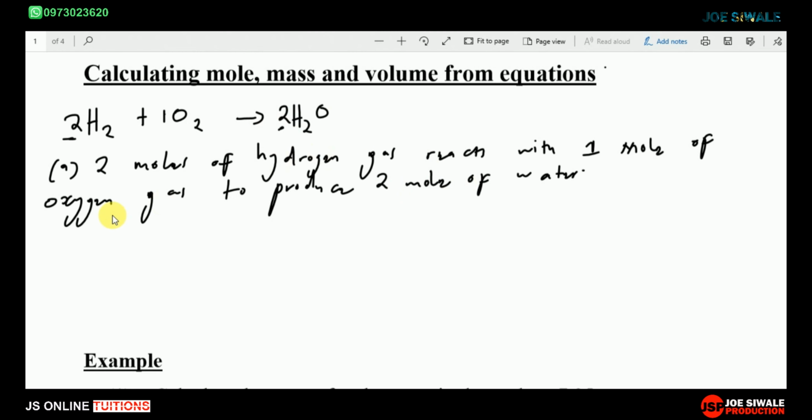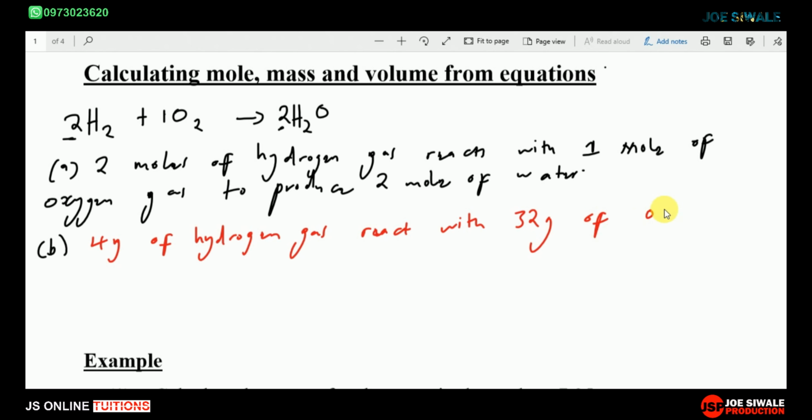Then the other thing that we can say is going to be labeled as B. So for B, we can say 4 grams of hydrogen gas reacts with 32 grams of oxygen to produce 36 grams of water.